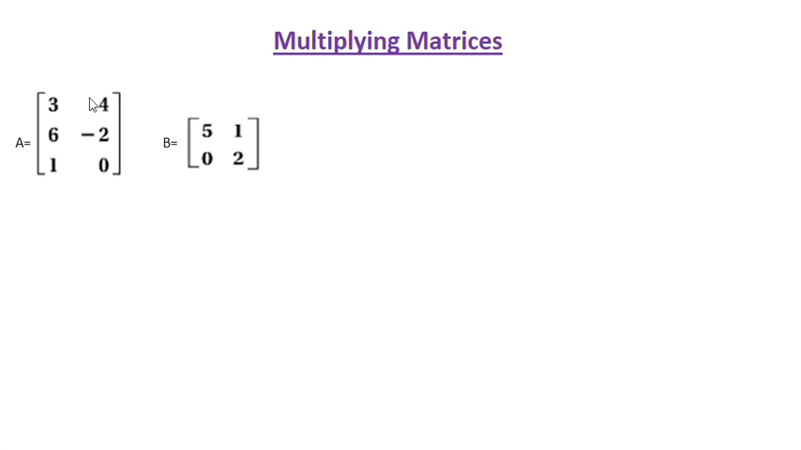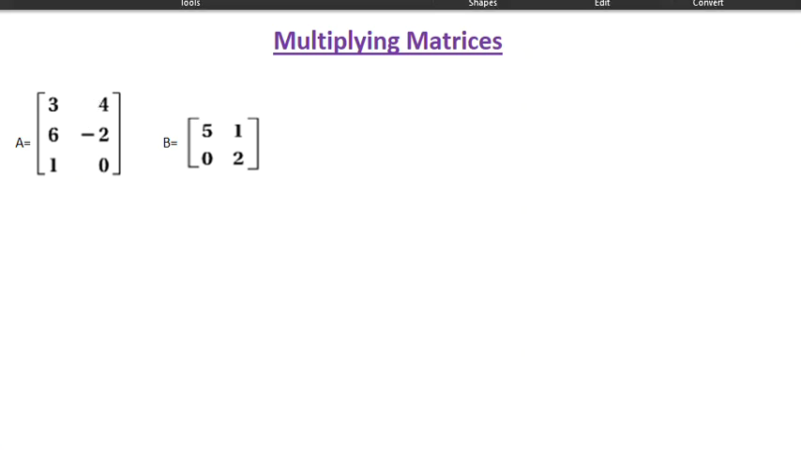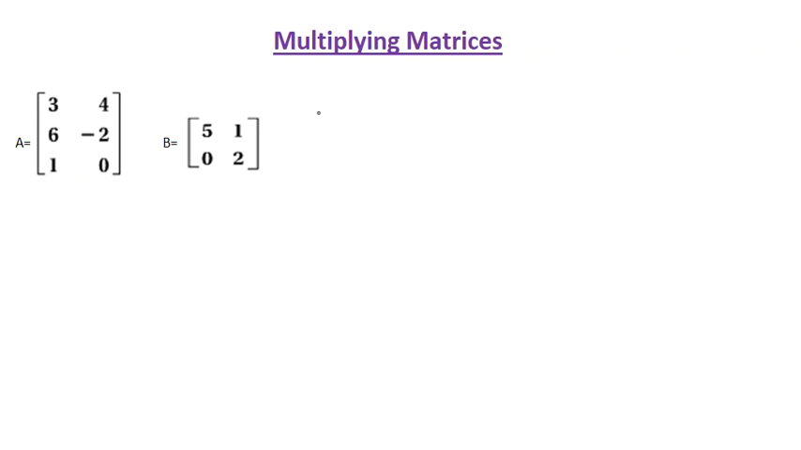Matrix multiplication. Let's say we want to find the result of multiplying the two matrices A by B. Now, the first thing you should be concerned about is the dimensions of these two matrices. What do we mean by dimensions? It's the number of rows, and we always start with rows, multiplied by the number of columns.